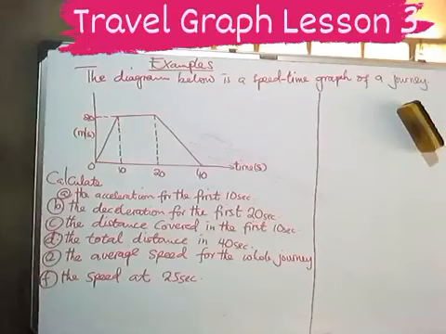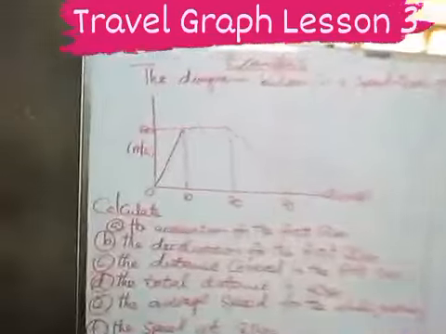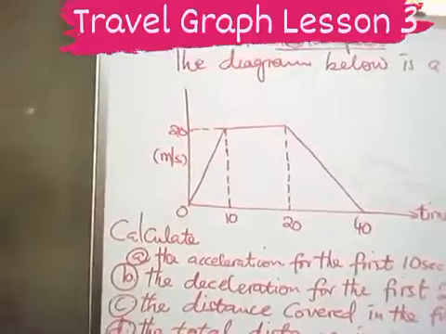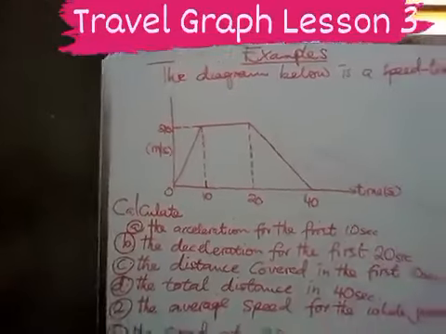Under the x-axis, we have 0, 10, 20, and 40. Then for time, we have 0 and 20 seconds. So this is what we have. Then the questions now.